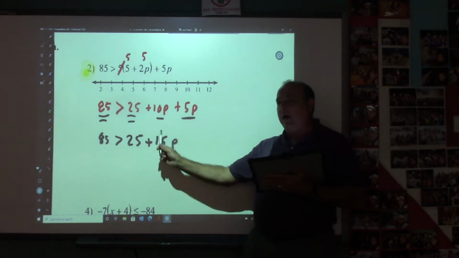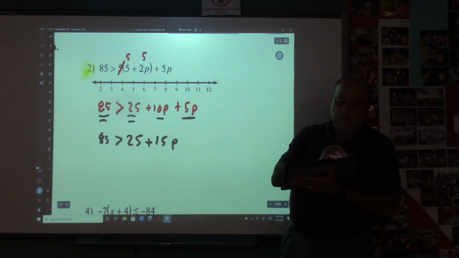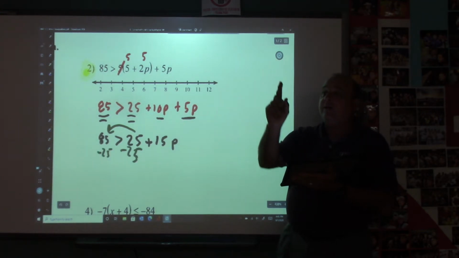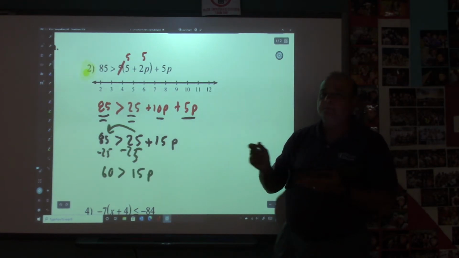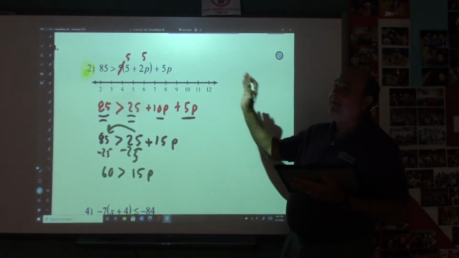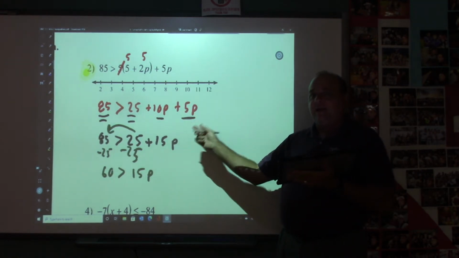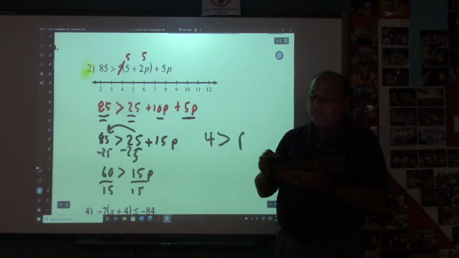Now since my letter is on the right, I need my number to go on the left. So I'm going to take the 25 and move it across, aren't I? So I'm going to subtract 25. 85 minus 25, excellent job, it's 60, greater than 15p. Normally I like having my letter on the left because it's a little bit easier to grab, but we're going to do it this way. To get the letter by itself, we'll divide by 15, and I'm going to get 4 greater than p.